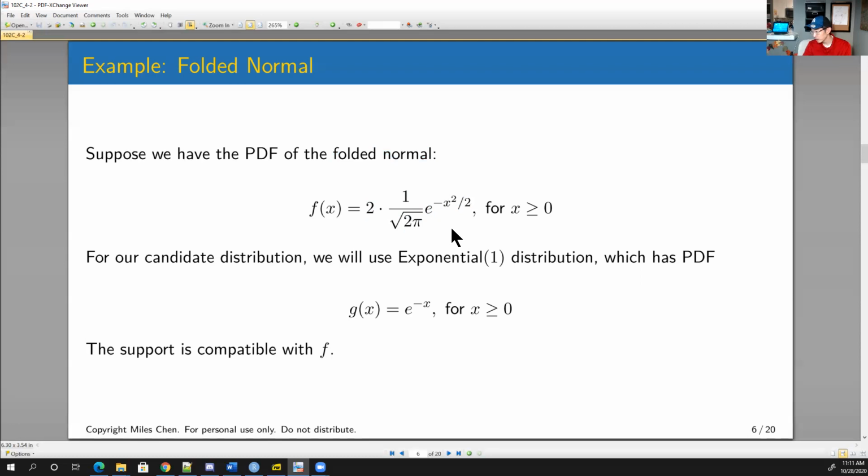And then our candidate distribution is going to be the exponential distribution with the rate parameter equal to 1, and that's going to be e to the negative x. That's going to be our PDF, right? The PDF is lambda e to the negative lambda x, but with lambda equal to 1, it just becomes e to the negative x. The support of our proposal is all positive values, and the support of our target distribution is also all positive values. So our supports are compatible with each other, or the support of g fully contains the support of f.